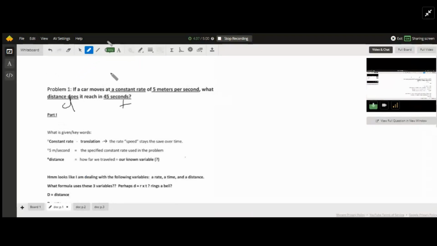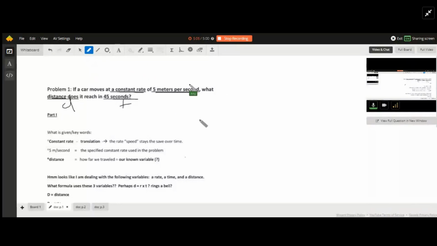And what I like to do with my problems is highlight the keywords. I've already kind of given it away that this is probably a rate times time equals distance problem. But even if you needed a little bit more help to figure that out, I would go about highlighting some of the keywords here. We have a constant rate. We have 5 meters per second. We have distance, and we have 45 seconds.